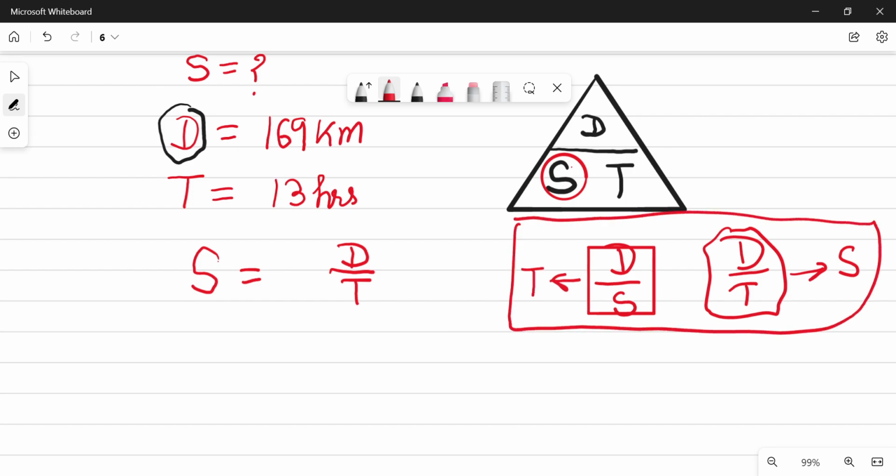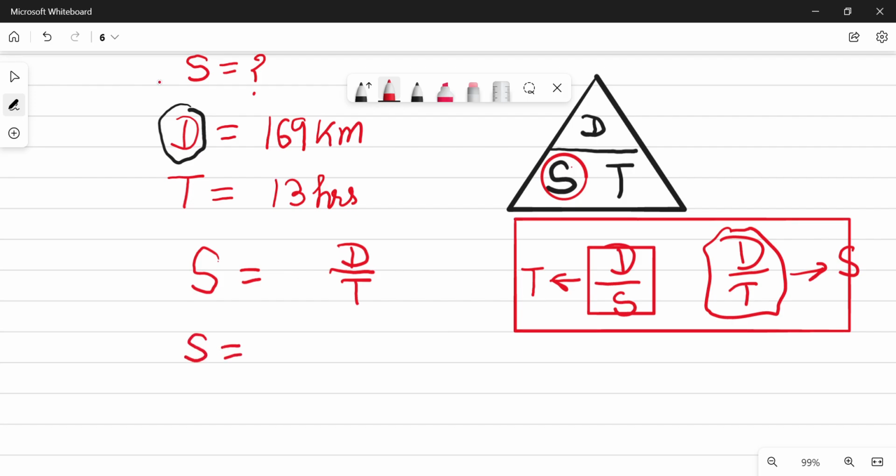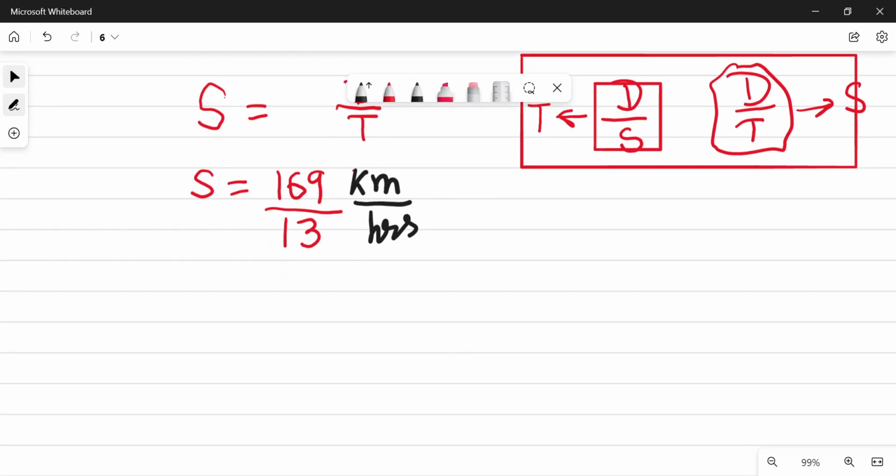Okay, this is the way you can learn the formulas. Now for speed we will divide the distance, that is equal to 169, and time is equal to 13. If you look at the units, we have kilometer first, and with time we have hours. We should be aware of the units.